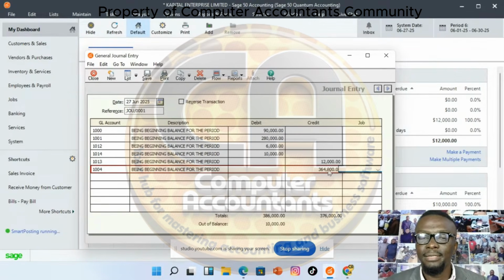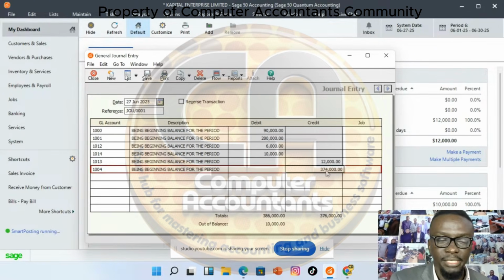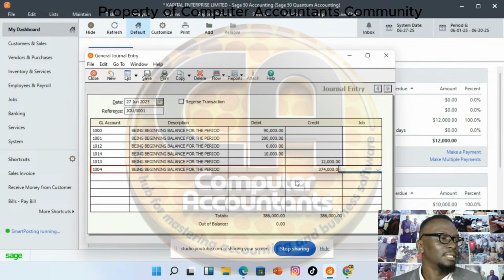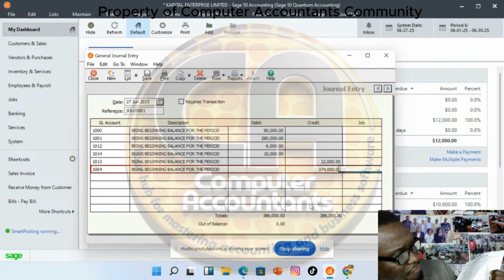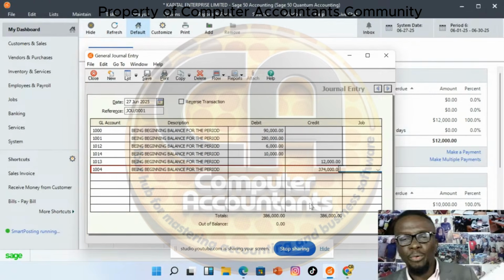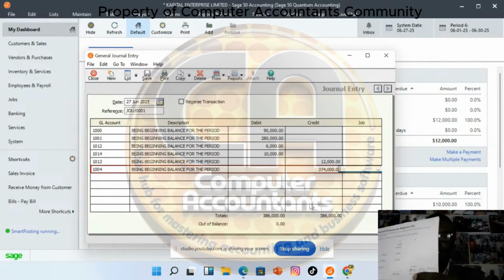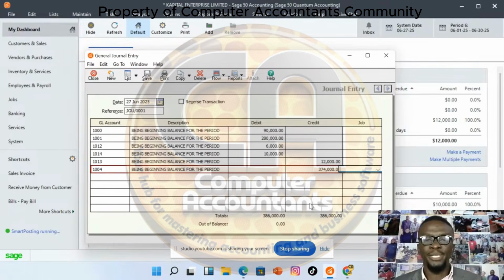Okay. I think I have to make this amount, I have to make equity 374 so that it can balance. Maybe it's a typographical error. So 374. Good. Now notice this. Please correct your equity to 374,000. Yes, so that we have that balance. So look at it. The equity is 374,000. Please correct it in your case study.